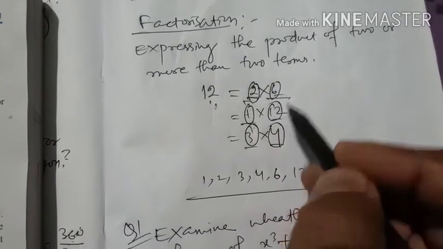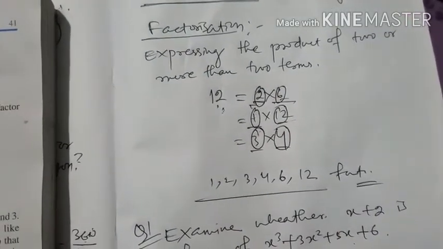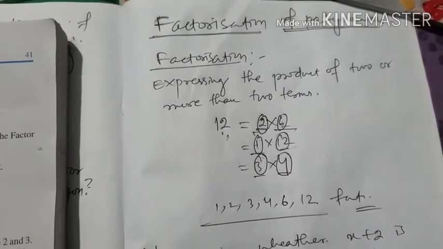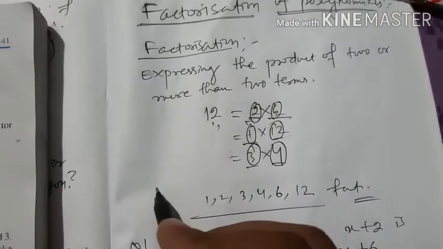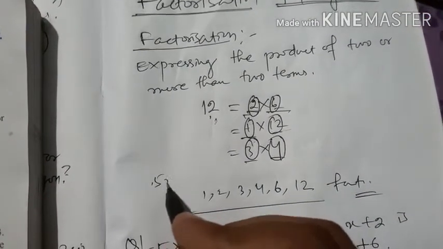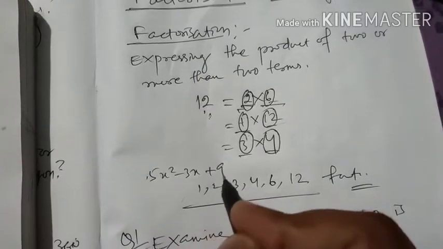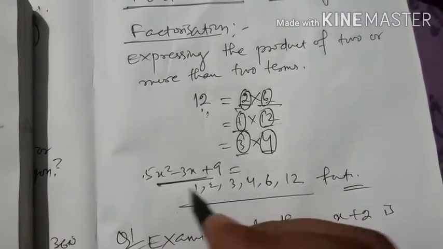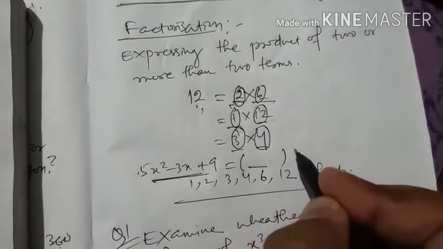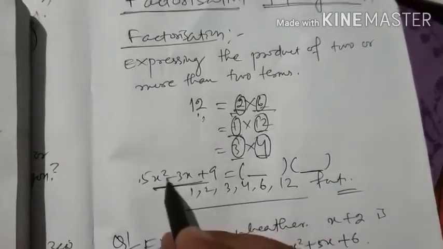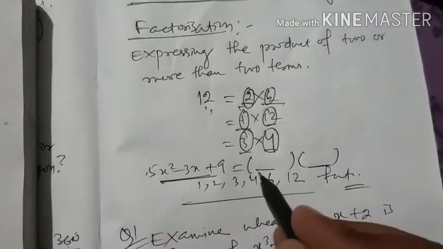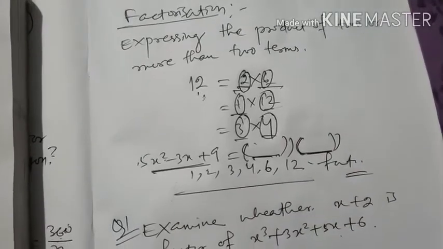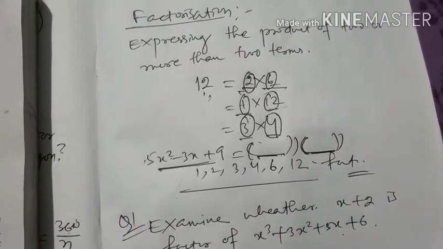So we'll discuss in this chapter the factorization of polynomials. If a polynomial is given, for example 5x square minus 3x plus 9, we can express the polynomial as the product of two or more terms. As it is a quadratic polynomial, we can convert it into the product of two terms. So let us discuss a few examples one by one.